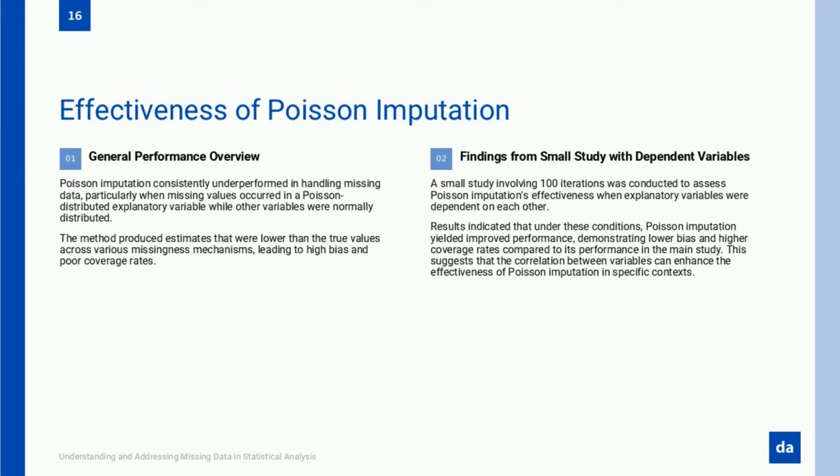But wait, there's a twist. A small study of 100 iterations gave Poisson imputation another chance to shine. The data involved dependent variables, and under these specific conditions, things looked a bit better.